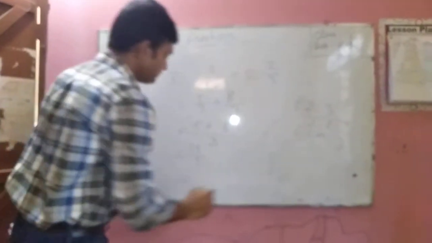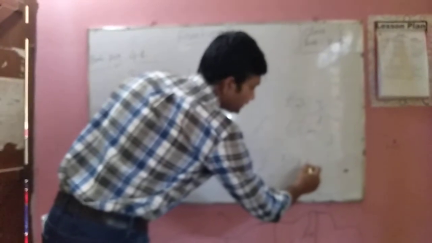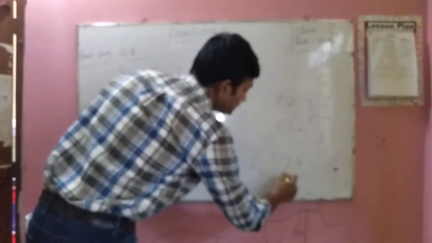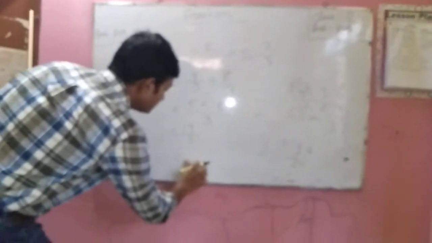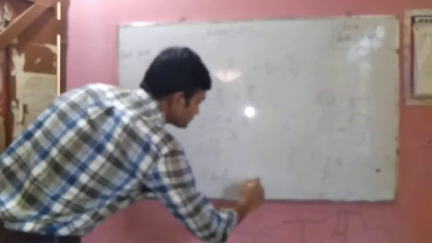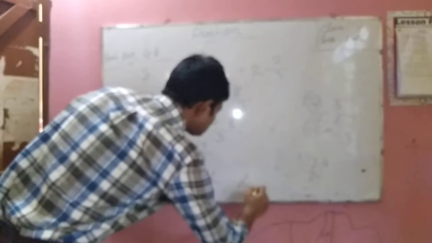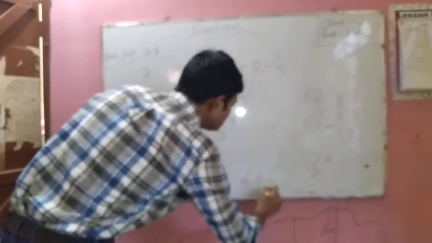We have to convert it to a mixed fraction. So we have to divide 13 by 3. 3 4s are 12, remain 1. So the denominator will be the same, the quotient will be the integer number and the remainder will be the numerator. So the answer is 4 and 1 by 3. I hope you understand that.